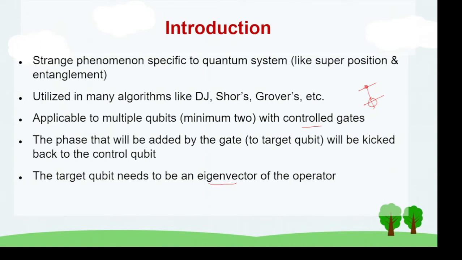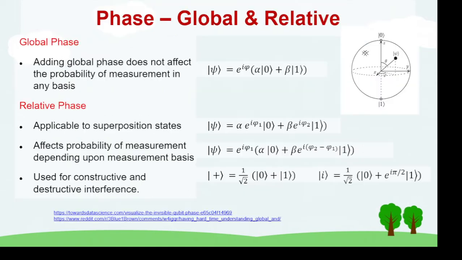Before we jump on to phase kickback, let's try to understand what phase is. For some of you, it may be a refresher. There are two types of phases: global phase and relative phase. So what is phase? Suppose we want to represent the state of a qubit on the Bloch sphere. When we project the state onto the horizontal or equatorial plane, the angle it makes with the x-axis is phi, which we call the phase.